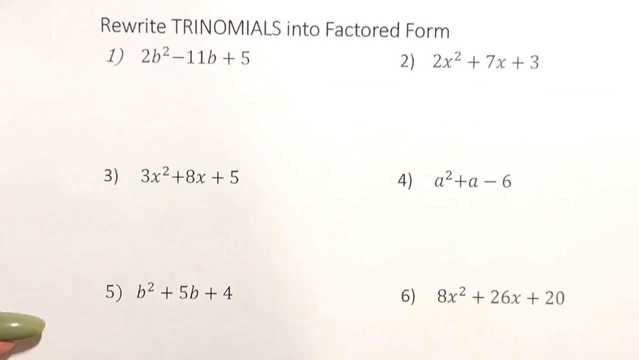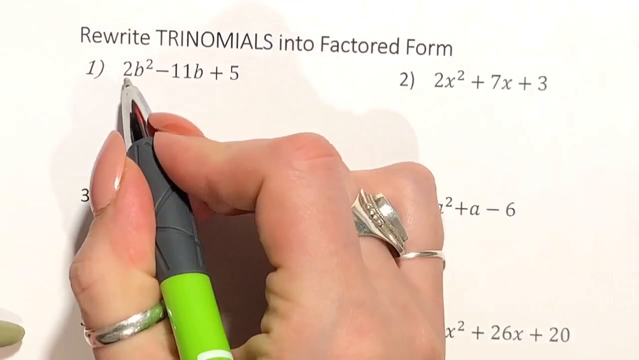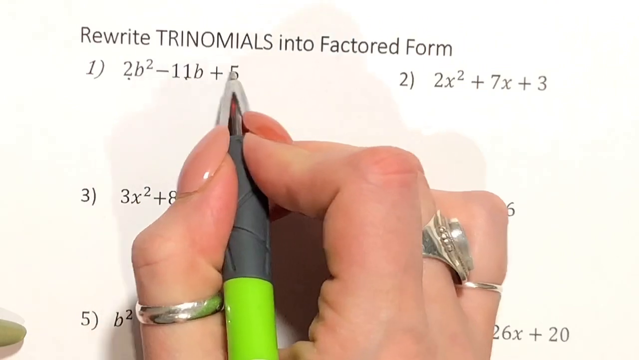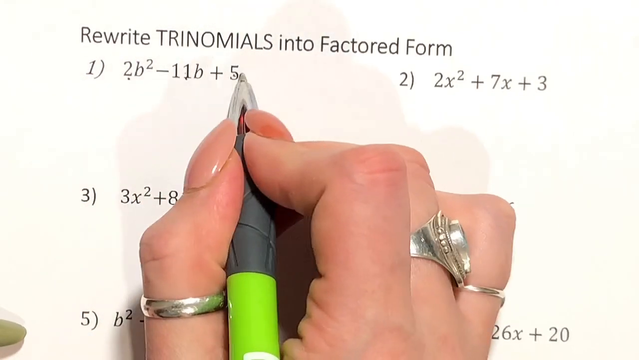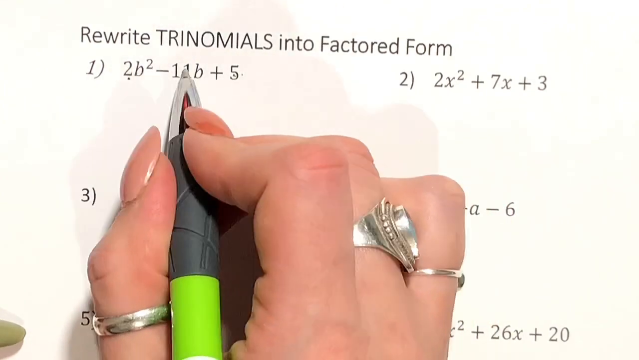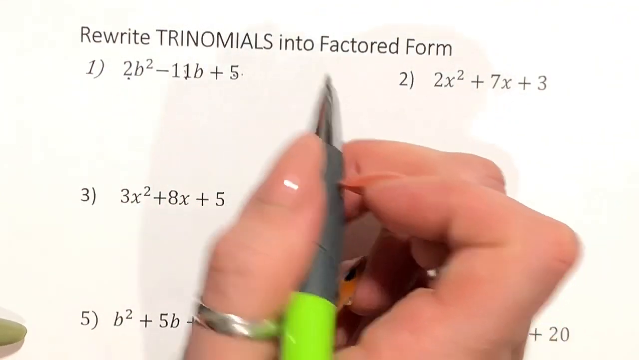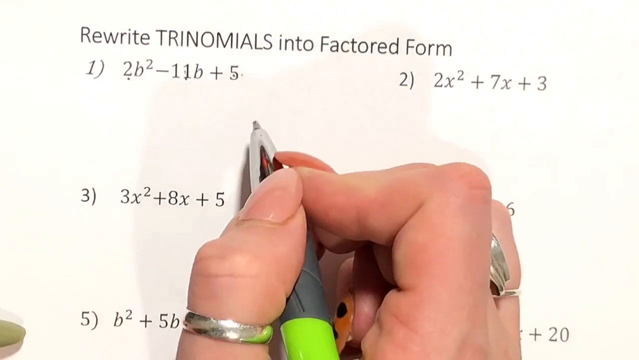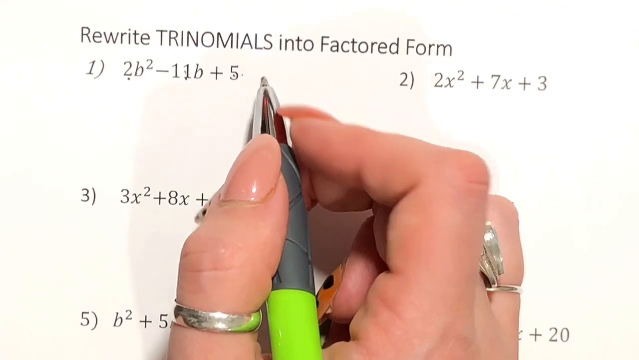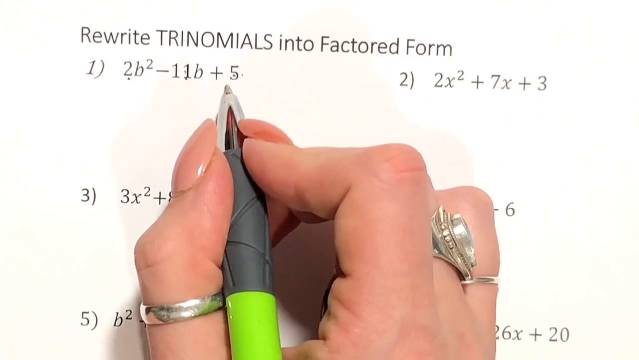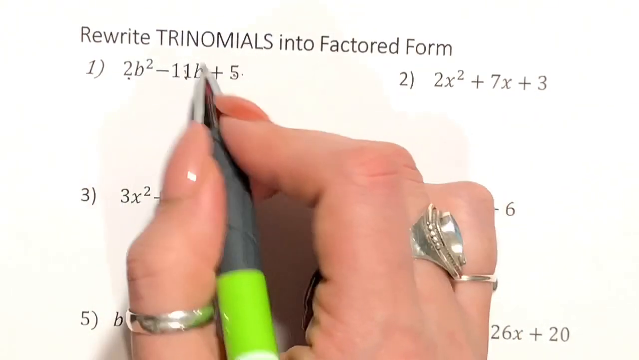On this first one, we have 2b squared minus 11b plus 5. Again, first you always want to see if there is something in common between all 3 numbers. Well, 2, 11, and 5 are all prime, so there's nothing in common, and we can't take a b out of all 3. So there's no greatest common factor. We're just going to skip that step and go straight into figuring out our numbers here.